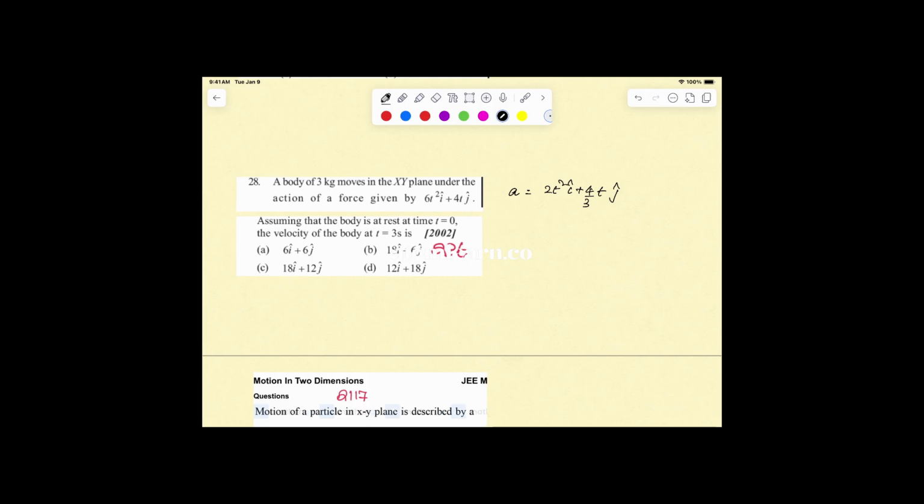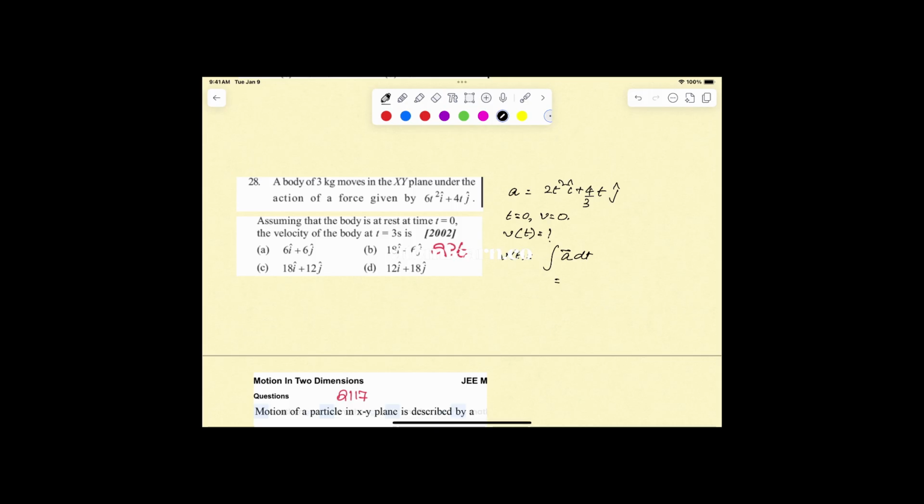Then assuming that the body is at rest at time t equal to 0, at t equal to 0, velocity equal to 0. Then the velocity of the body at t equal to 3 seconds: we have to find the relation velocity as a function of time first. Then you can put the data at t equal to 3 and find out what is the velocity. The acceleration is there, therefore velocity as a function of time is given by integral of a dt. Now in this case it is a vector thing, therefore integral of a dt.